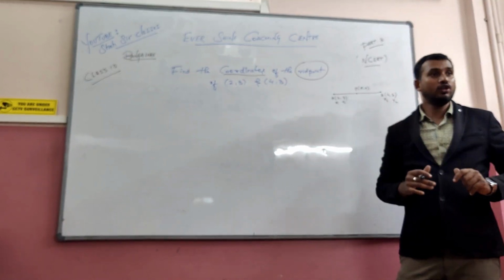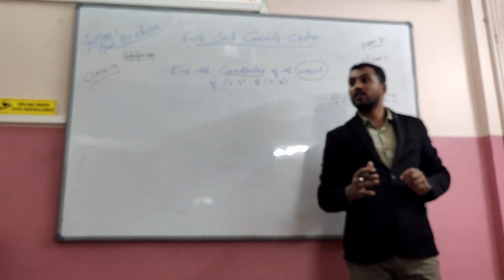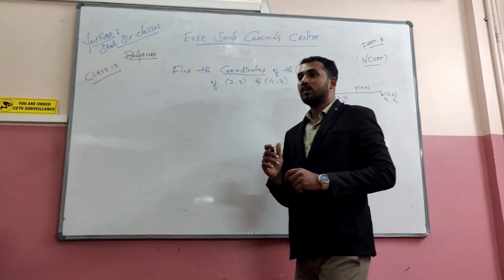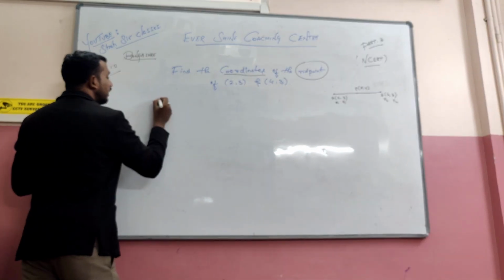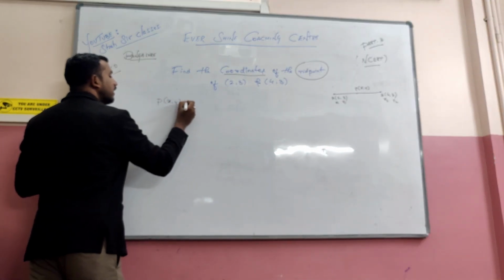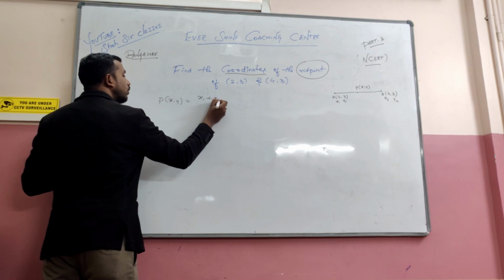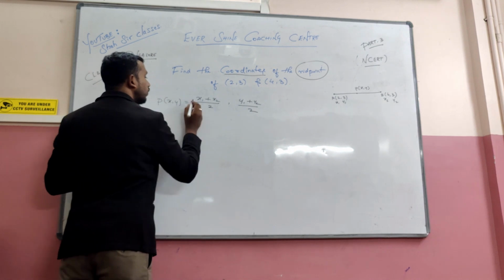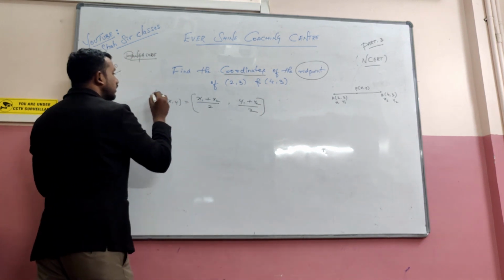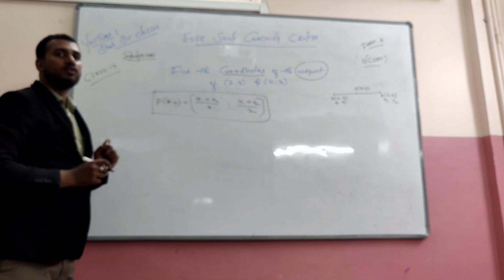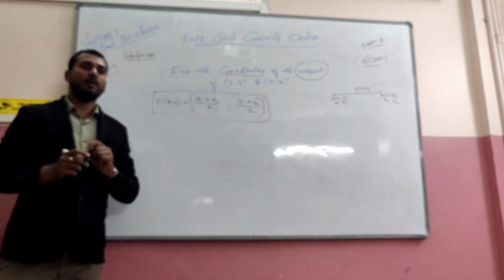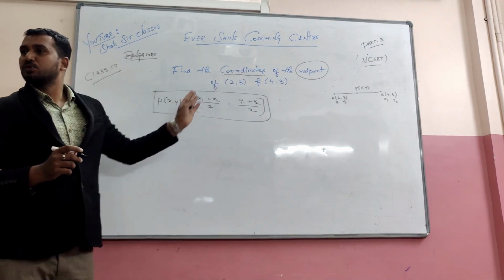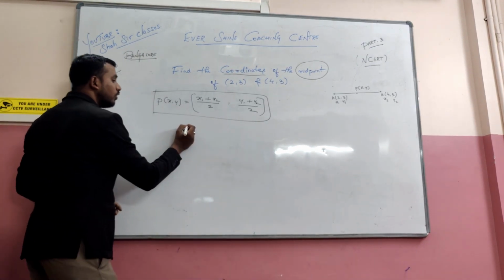But your luck is good. We have a direct formula, called the midpoint formula. So what is the midpoint formula? P of x, y is equal to x1 plus x2 by 2, y1 plus y2 by 2. Is this clear? P of x1 plus x2 by 2, y1 plus y2 by 2. Now can we substitute these values? Yes or no? Yes, sir.